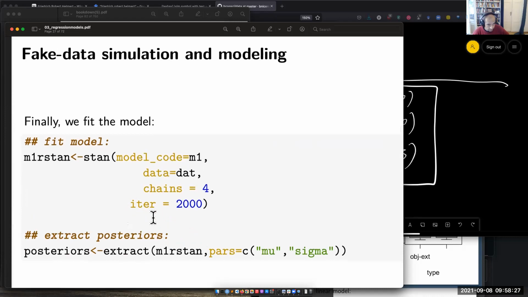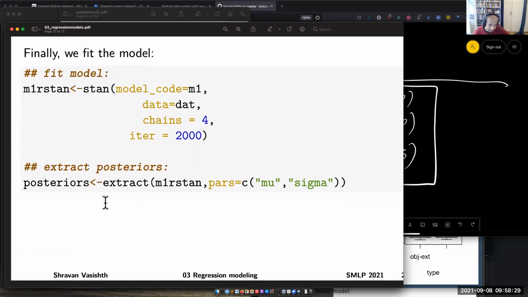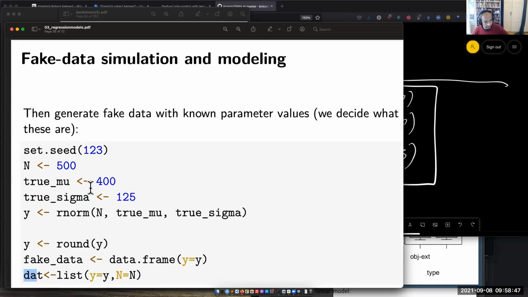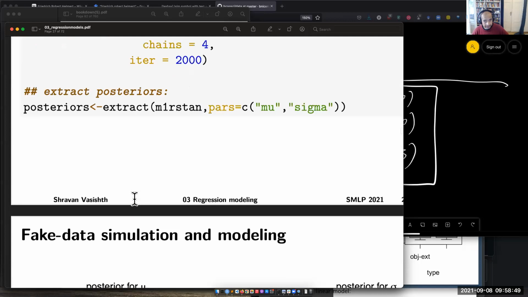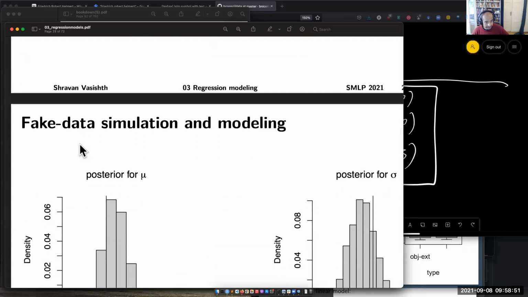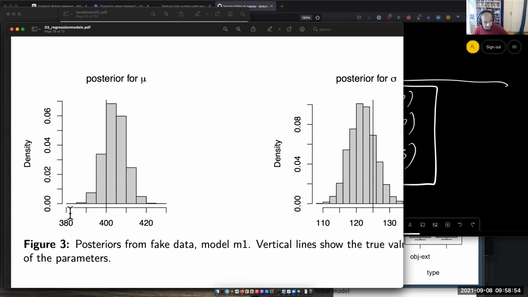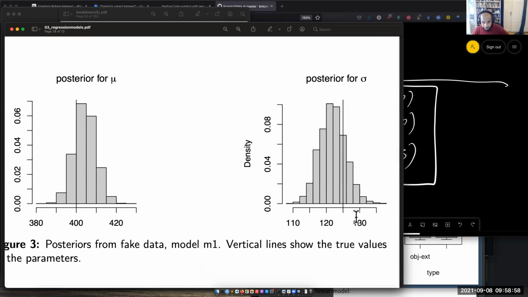This we can ignore right now. And then I'm going to extract from this fitted model. Here's the fitted model. I extract the mu and sigma, right? This is the big moment for us, because we're extracting the posterior distributions of mu and sigma. We're going to plot this distribution and compare it with our gold standard values, which are 400 and 125, right? So when I extract these posteriors, I can use the histogram to look at the posterior distribution for mu, the posterior for sigma, right?